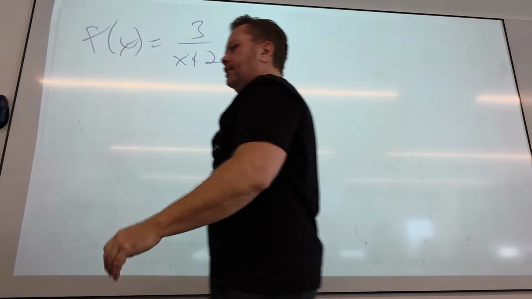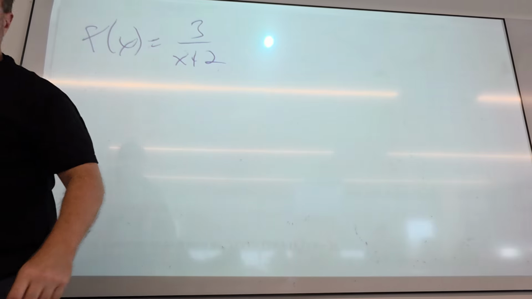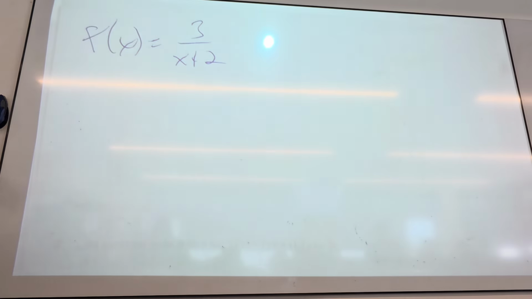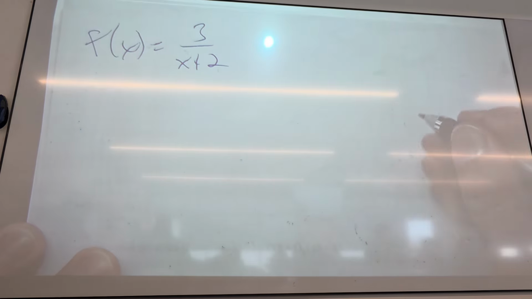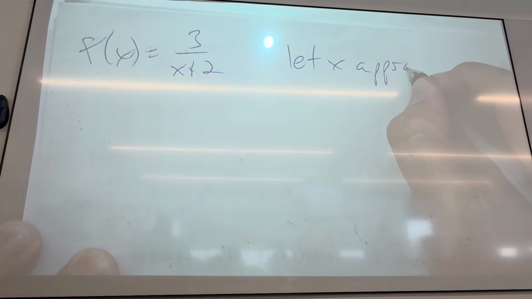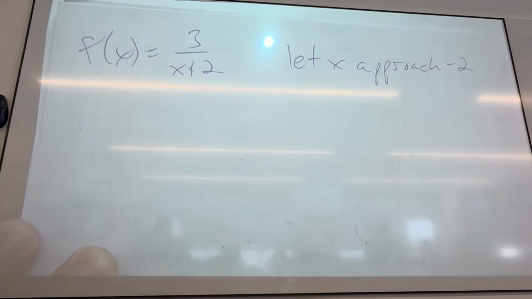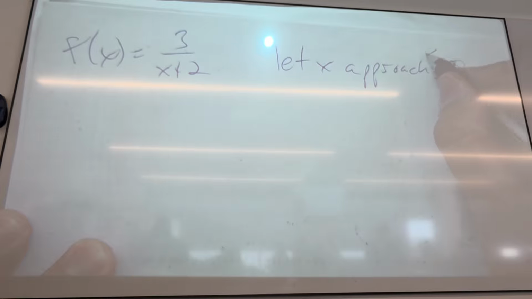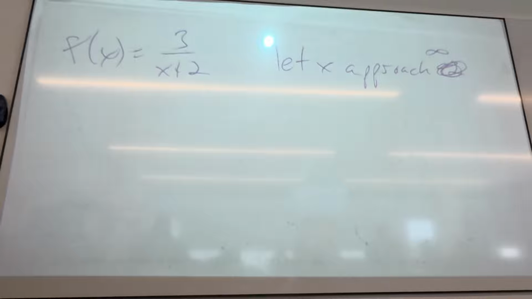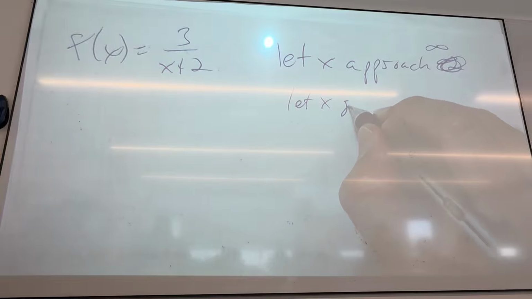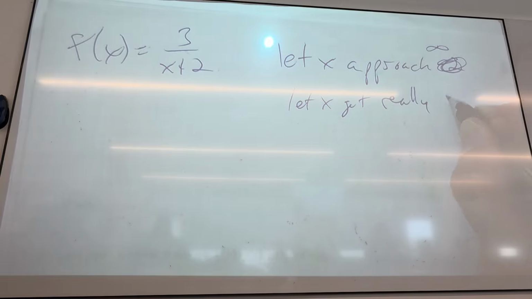So what do I do? Here's where I'm going to introduce notation I could have introduced earlier, but I forgot. I'm going to let x approach negative 2. No, sorry, that's what we did. Let x approach infinity. There we go. A better way to say this is I'm going to let x get really big.